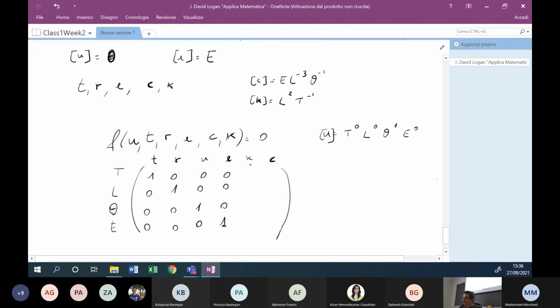Now, kappa, K, which is the thermal diffusivity, is written here: T to the minus 1, so there is a minus 1 here, L to the power 2, there is a 2 here, and then 0 and 0. And then there is still the heat capacity, which is C, for which the power of T is 0, the power of L is minus 3, the power of theta is minus 1, and the power of E is 1.